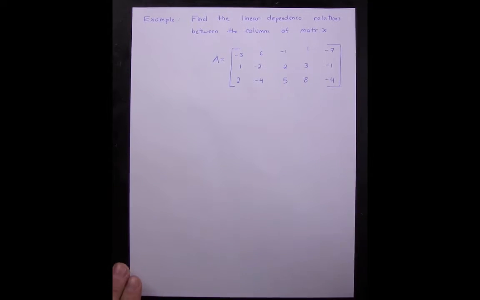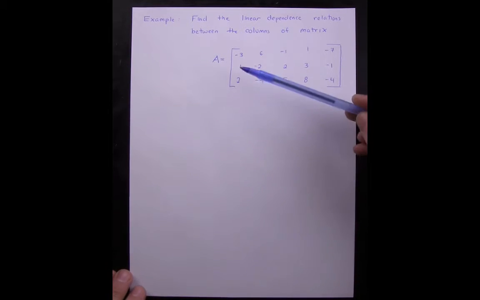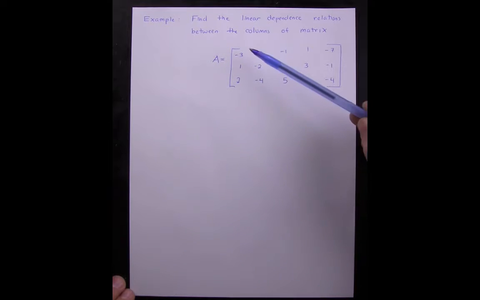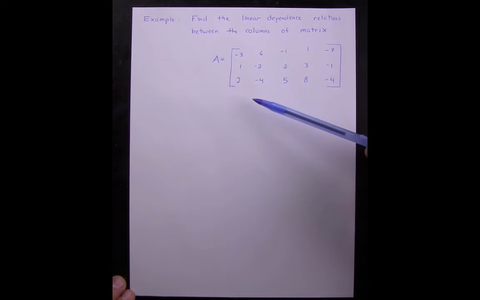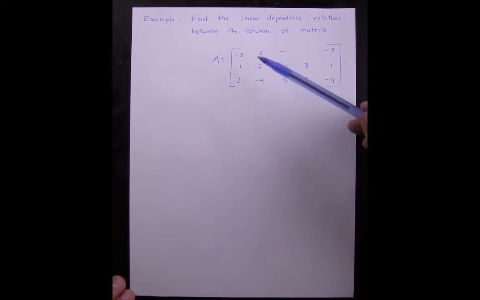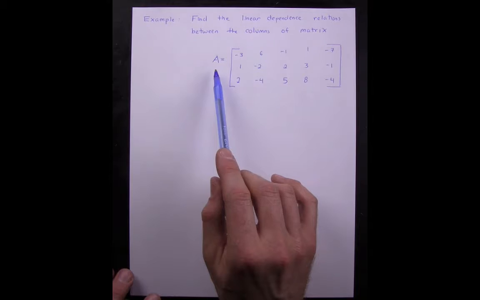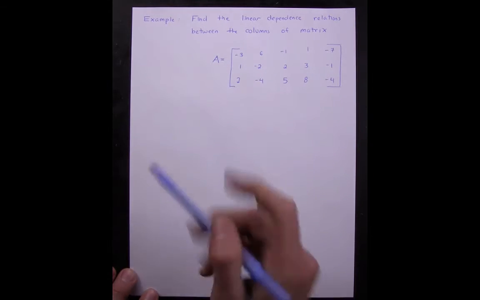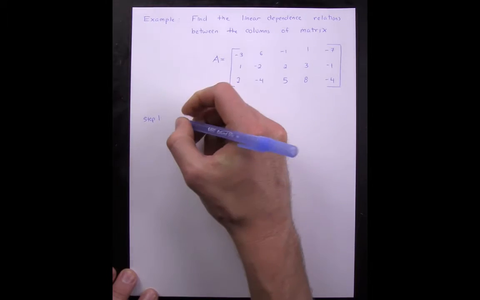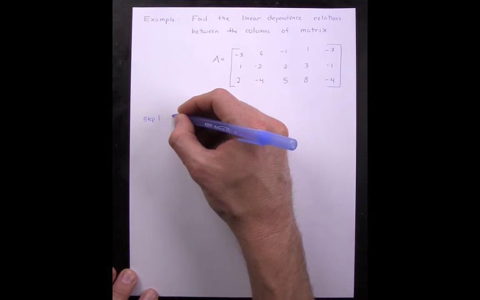Welcome back. We return to our previous example where we were looking at a 3 by 5 matrix. In the last example we found a three-step process to produce the null space of A. In this case we're going to show how we can use the same steps to find the linear dependence relation in the columns of A. In particular, if we start with the original description of matrix A, our first step to find the linear dependence relationship is identical to what we did before.